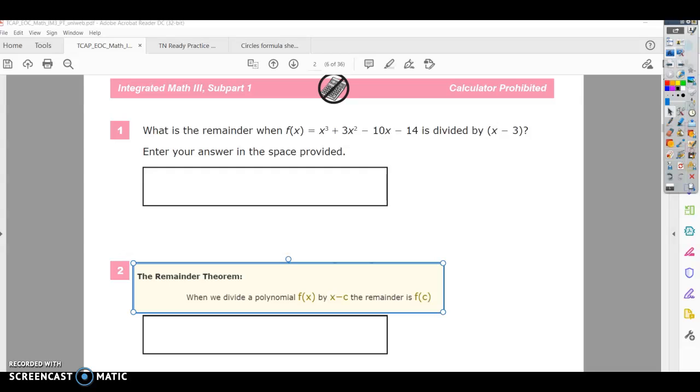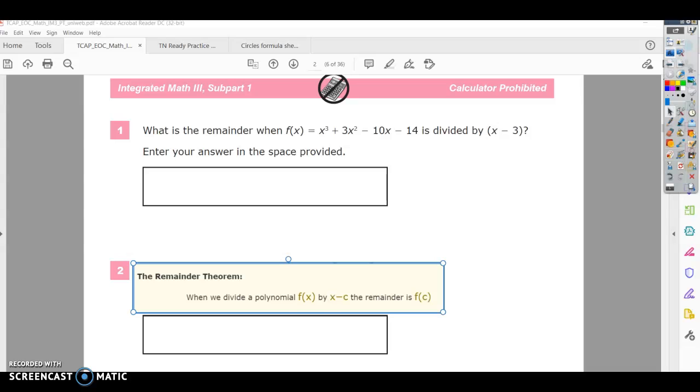All right, this is question 1 on the Math 3 EOC practice test. It says, what is the remainder when f of x equals x cubed plus 3x squared minus 10x minus 14 is divided by x minus 3?